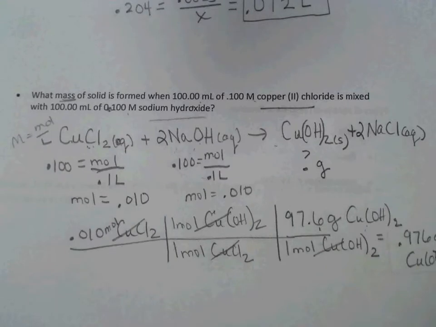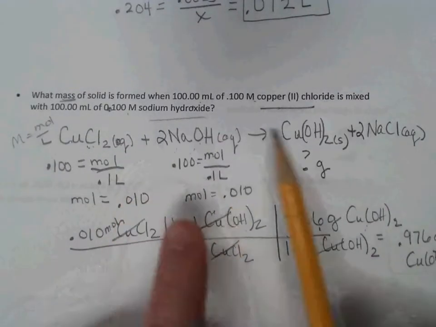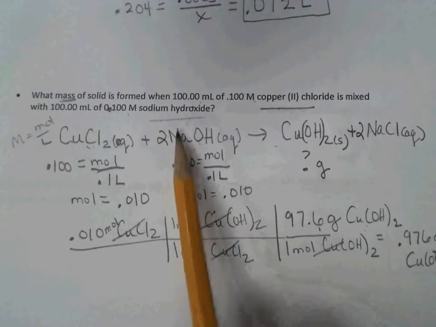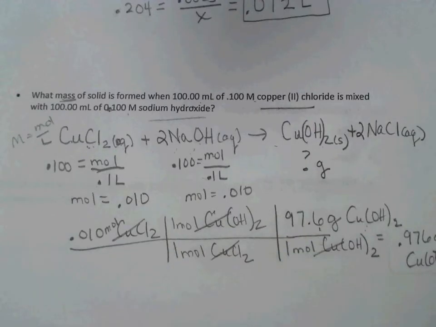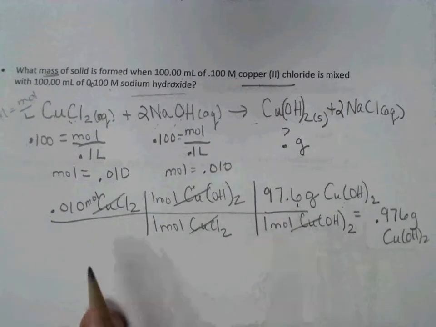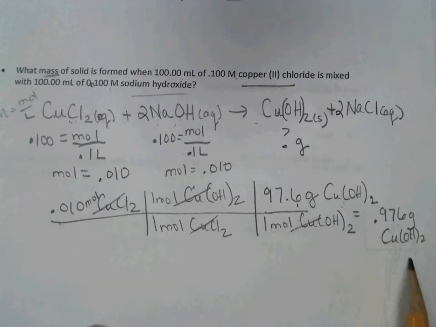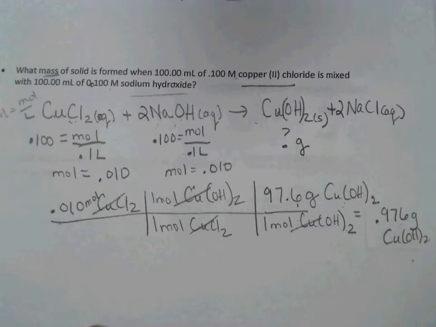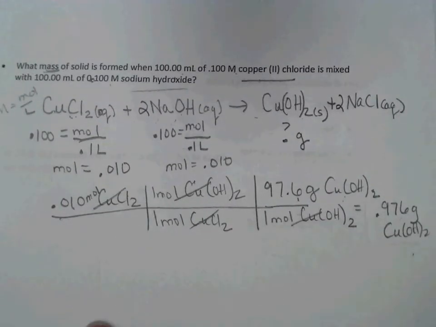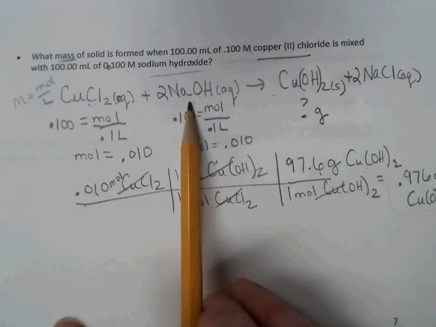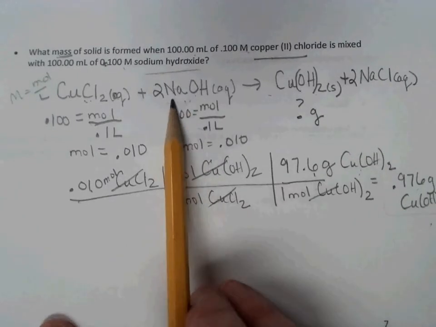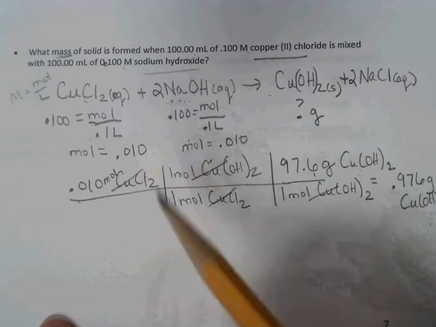Yeah, we're going to do that one next. Two moles of this for every 1 mole of that. So if I have 0.010 moles of this, it would give me 0.976 grams of that. But I don't know if that's my answer yet. I need to see which one of these two is limiting me, right?